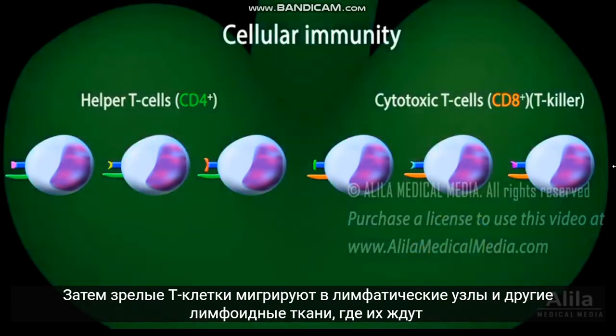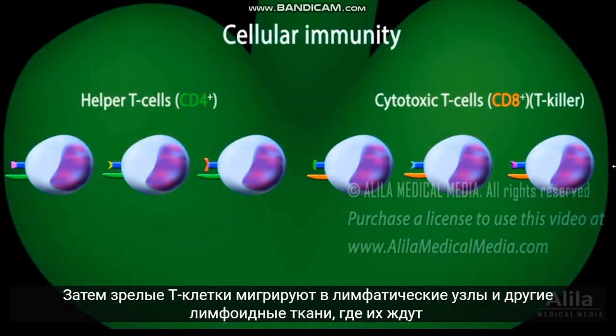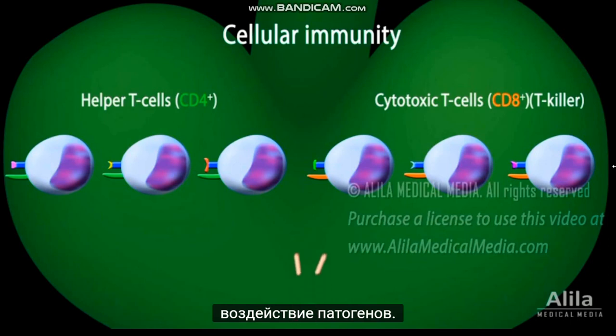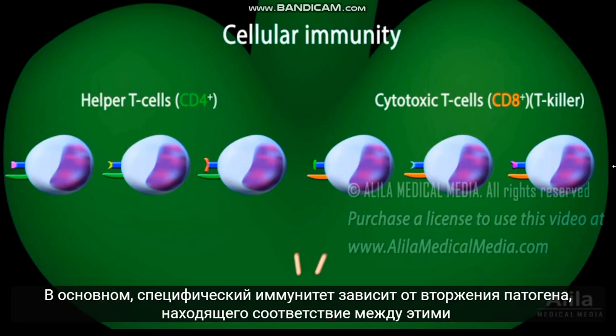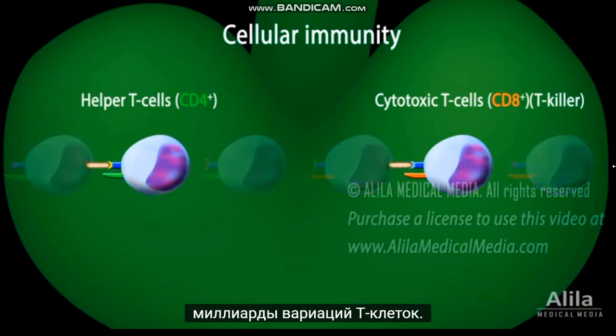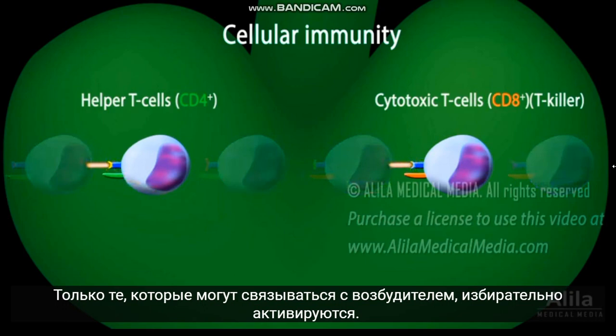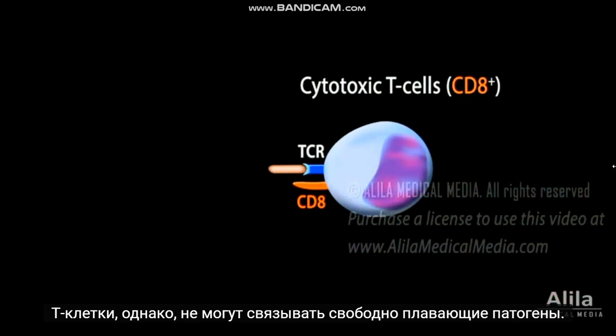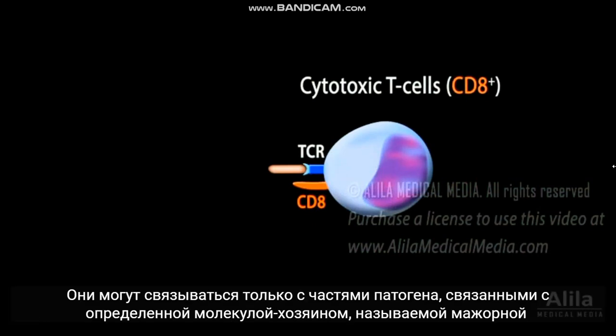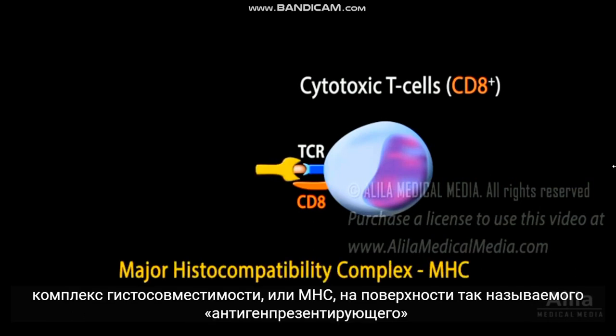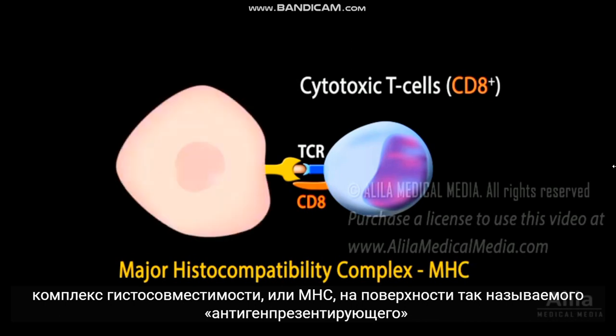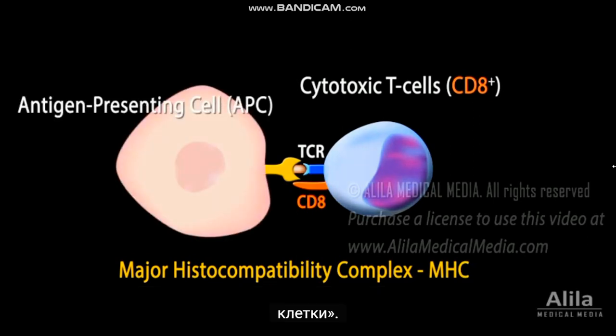Mature T cells then migrate to lymph nodes and other lymphoid tissues, where they await exposure to pathogens. Basically, specific immunity relies on the invading pathogen finding a match among these billions of T cell variations. Only the ones that can bind to the pathogen are selectively activated. T cells, however, cannot bind free-floating pathogens. They can only bind to pieces of the pathogen bound to a certain host molecule, called major histocompatibility complex, or MHC, on the surface of so-called antigen-presenting cells.